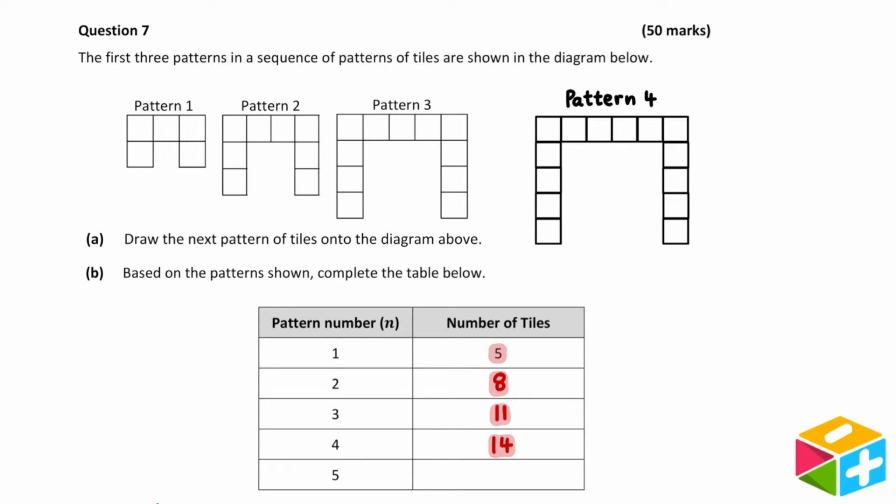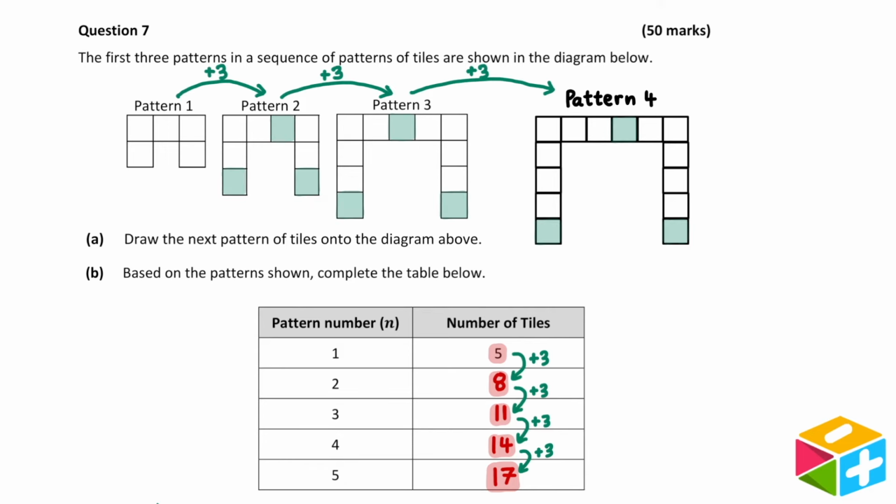Our numbers are 5, 8, 11, and 14. The pattern here is that each number is 3 bigger than the previous one. So the next value would be 14 plus 3, which is 17. Looking back at our diagrams, the plus 3 pattern makes a lot of sense. Essentially, each time we're adding 1 new square across the top row and 1 new square in each of the 2 vertical legs.